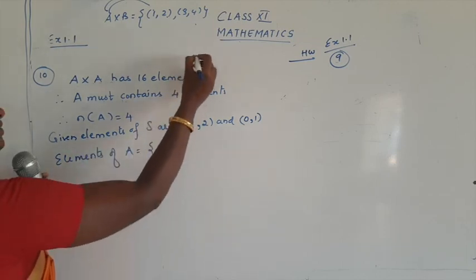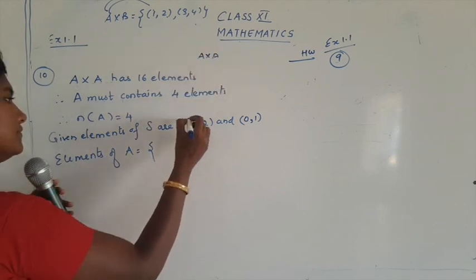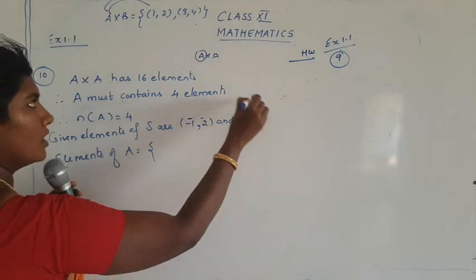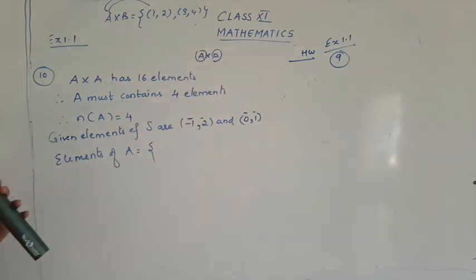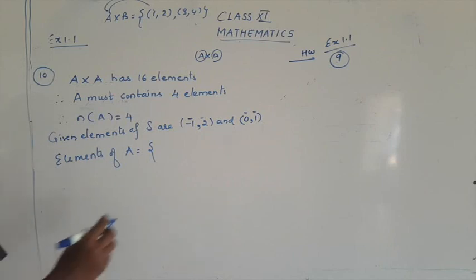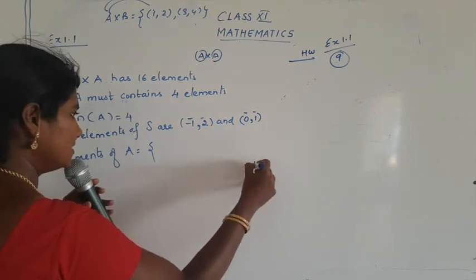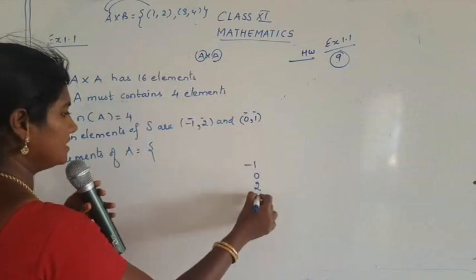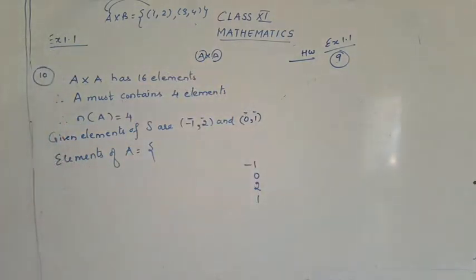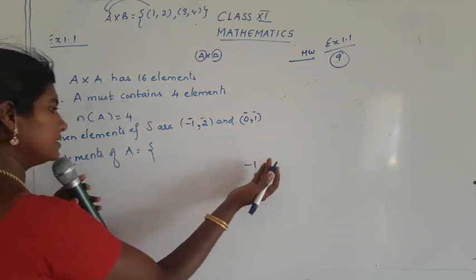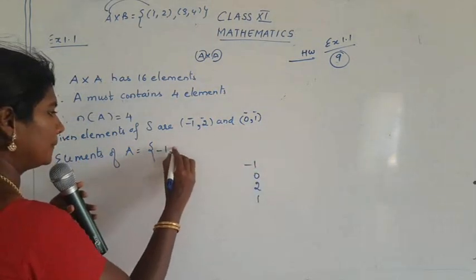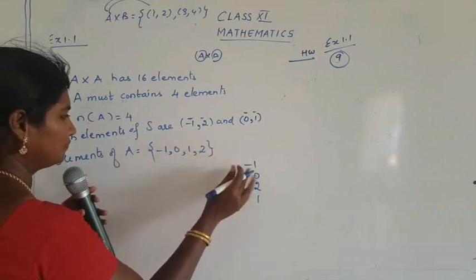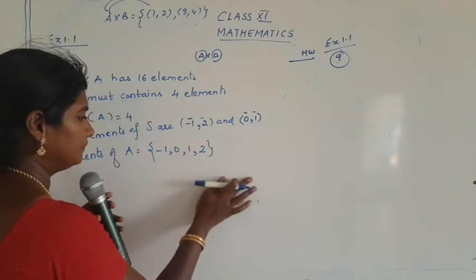The first one is A cross A. In A cross A, the first and the first go for this A, and 2 and 1 go for this A. So what are the possible elements? We have to write them in ascending order. So we have -1, 0 for the first A, and 2 and 1 for the second A. Try to write in order. The negative number is the smallest one. So -1, 0, 1, 2. Okay, so I have got A.